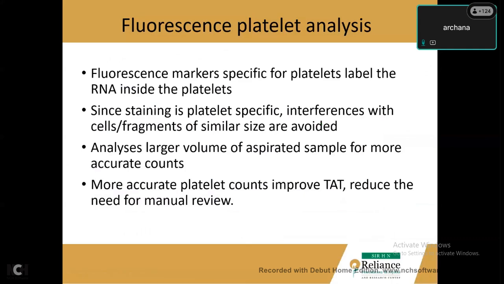There is one more facility available on some analyzers, and it's quite popular actually. It's called the platelet F, or the fluorescent platelet count, where the sample is stained with platelet specific markers, like oxazine. And these largely just pick up the platelets and give you a highly refined, quite accurate platelet count, I would say. They also aspirate a larger volume of sample, so that it can give you a more accurate count.